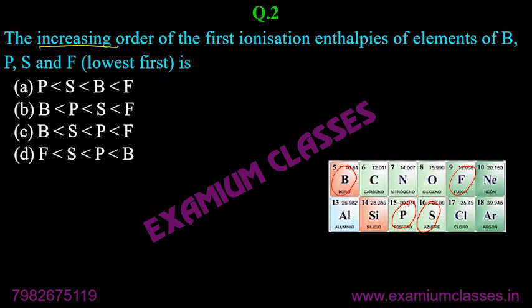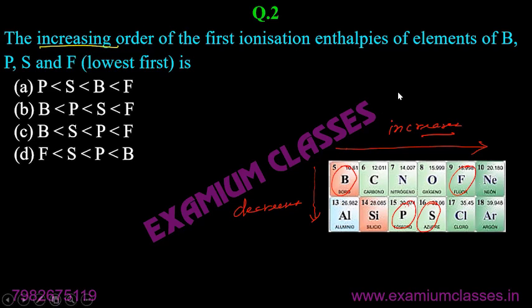And if we are talking about first ionization enthalpy, the ionization enthalpy increases due to decrease in size. Size decreases across the period, hence it increases. And down the group, ionization enthalpy decreases. So with this trend, you can get the answer basically. It means boron has to be the first one probably, isn't it?